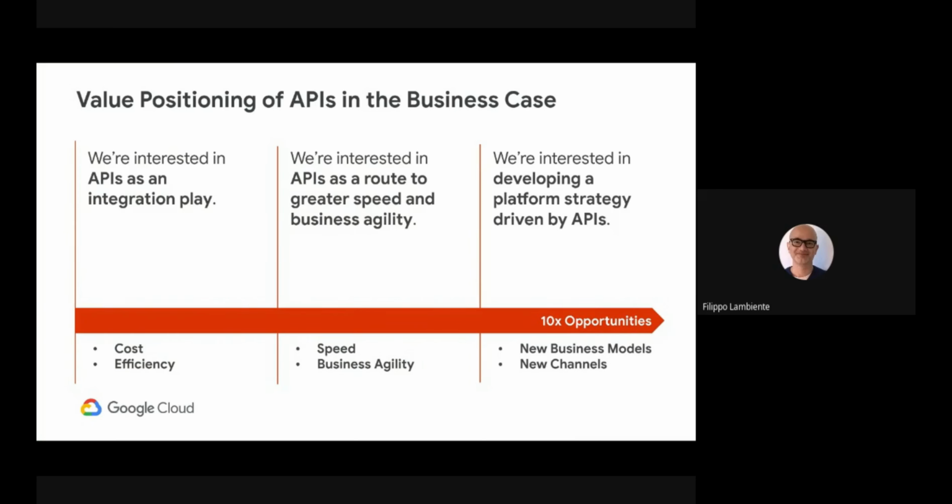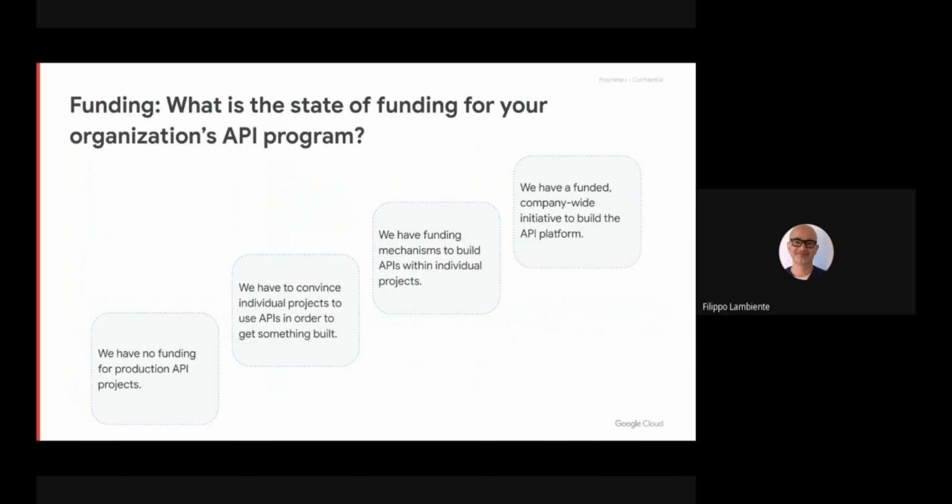I would like to have your feedback on which category, which step or phase of this slide you follow, whether it's more about speed, more about integration, or more about new business models. So this is just some insight for you to think about the adoption of an API: from where I start, what the opportunities are, and where I can go further with this API.